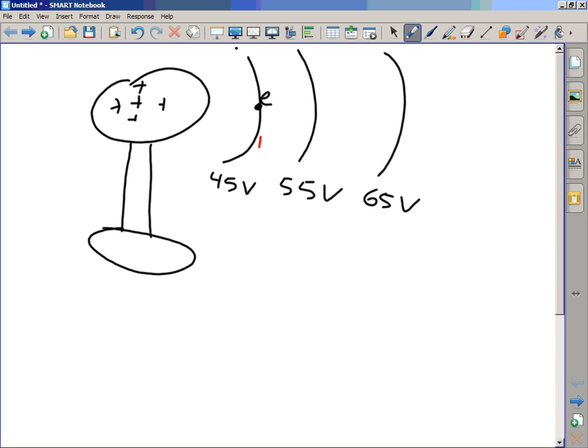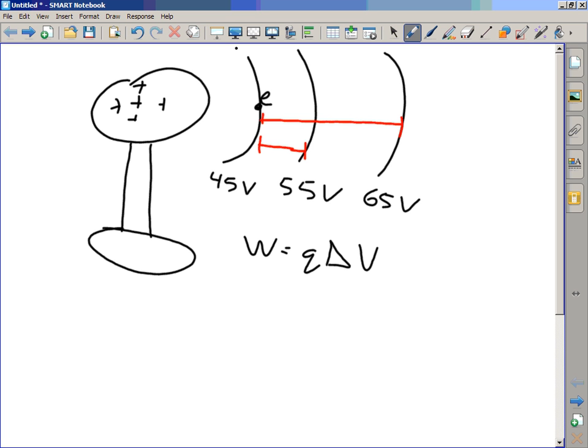How much energy is it going to take to move my electron to the 55 volt mark from the 45? How much energy would it take to move my electron out to the 65 volt mark? Okay, pretty simple plug and chug problem. The equation I want to use here is work equals charge times potential difference, the change in potential. W equals Q delta V.